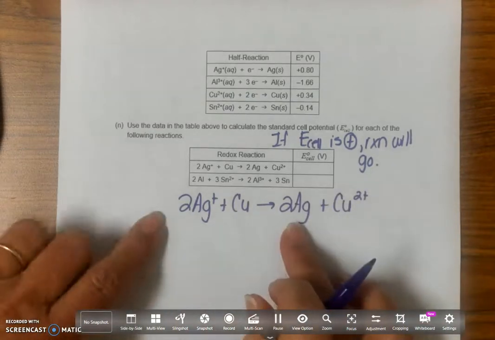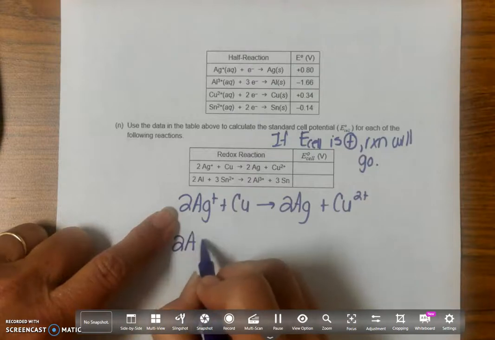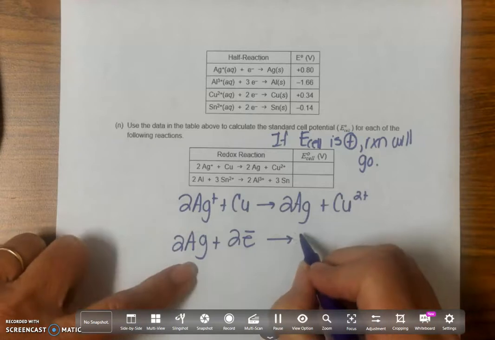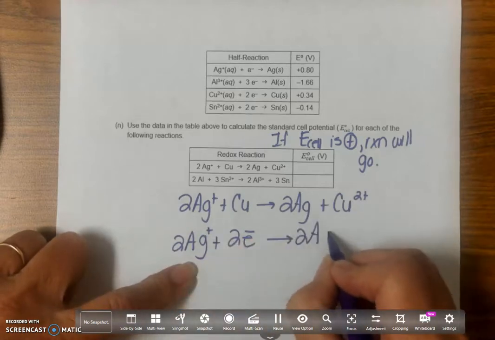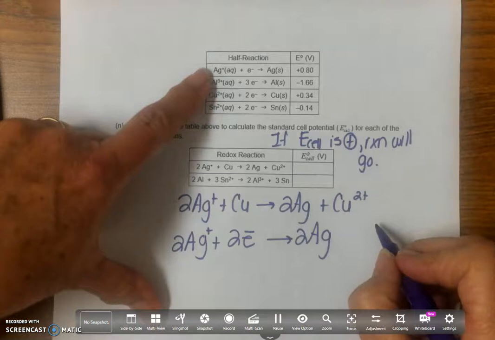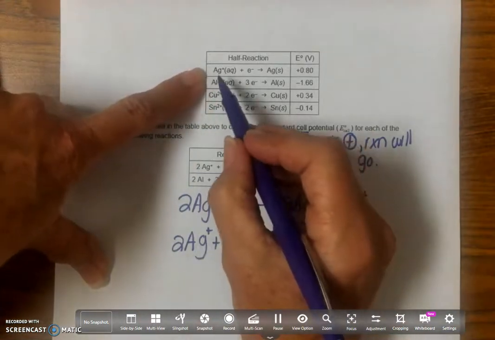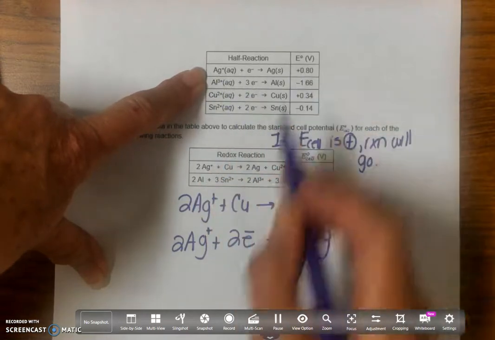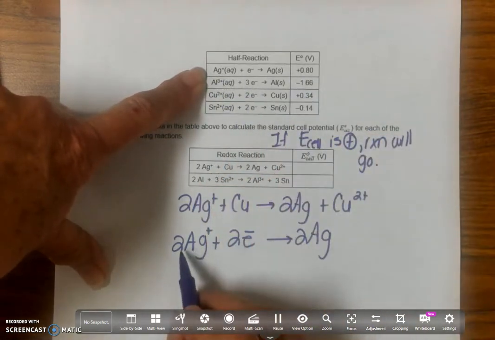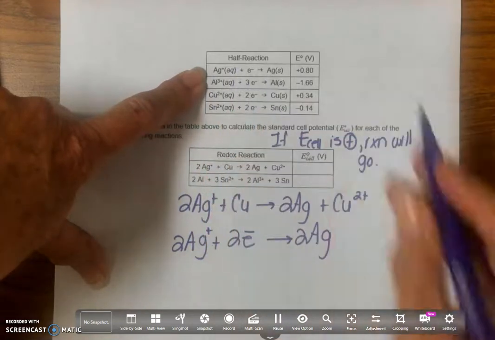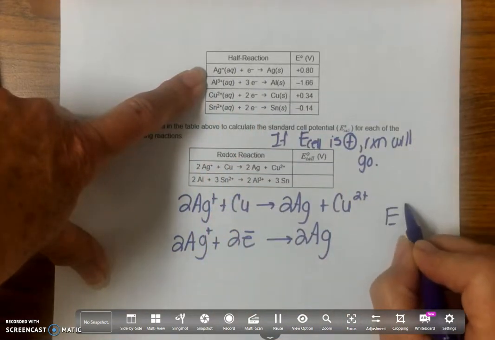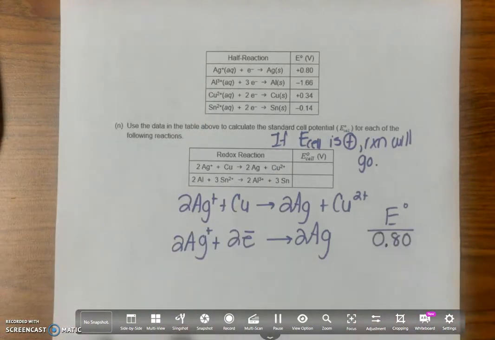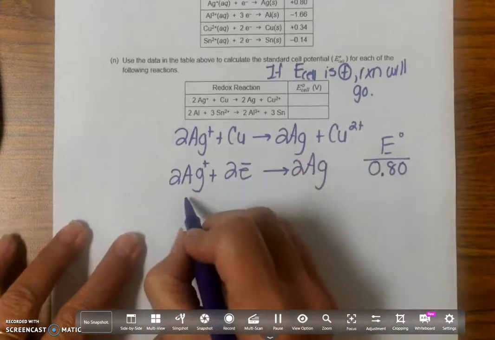All right. So let's pull out the two equations. 2 Ag+ plus 2 electrons gives 2 Ag. And this one, if I look up here, now notice that this is 2 times everything. This is 1 times everything. It doesn't matter. Even though I have multiplied all of this by 2 compared to this, my E is still 0.80. Still is.